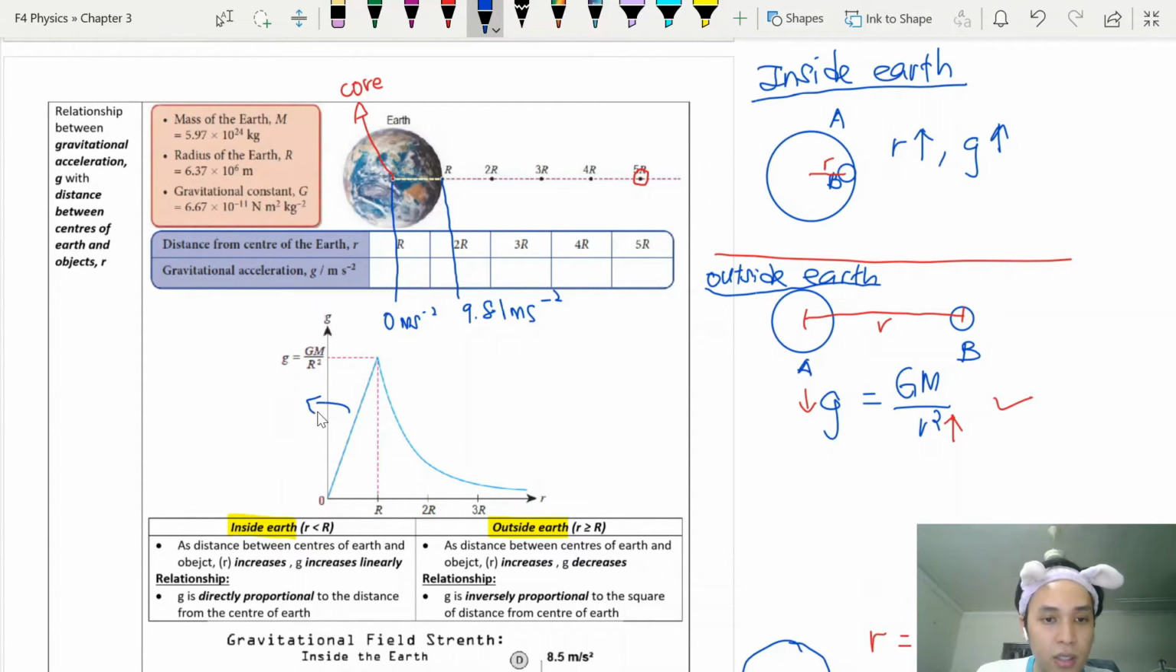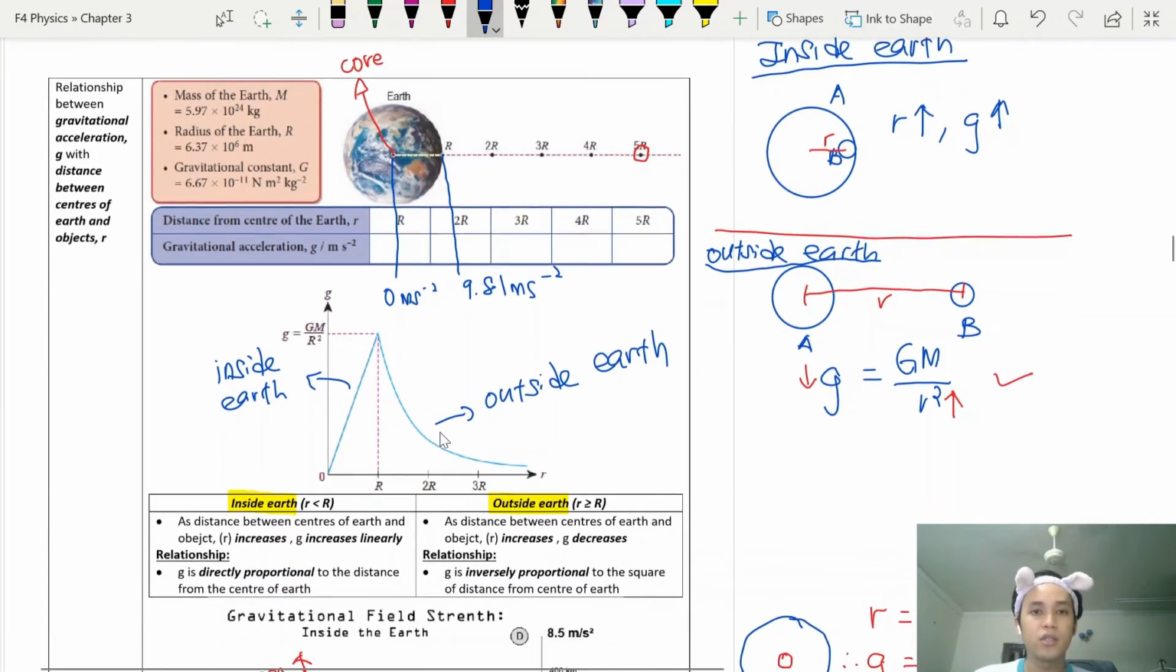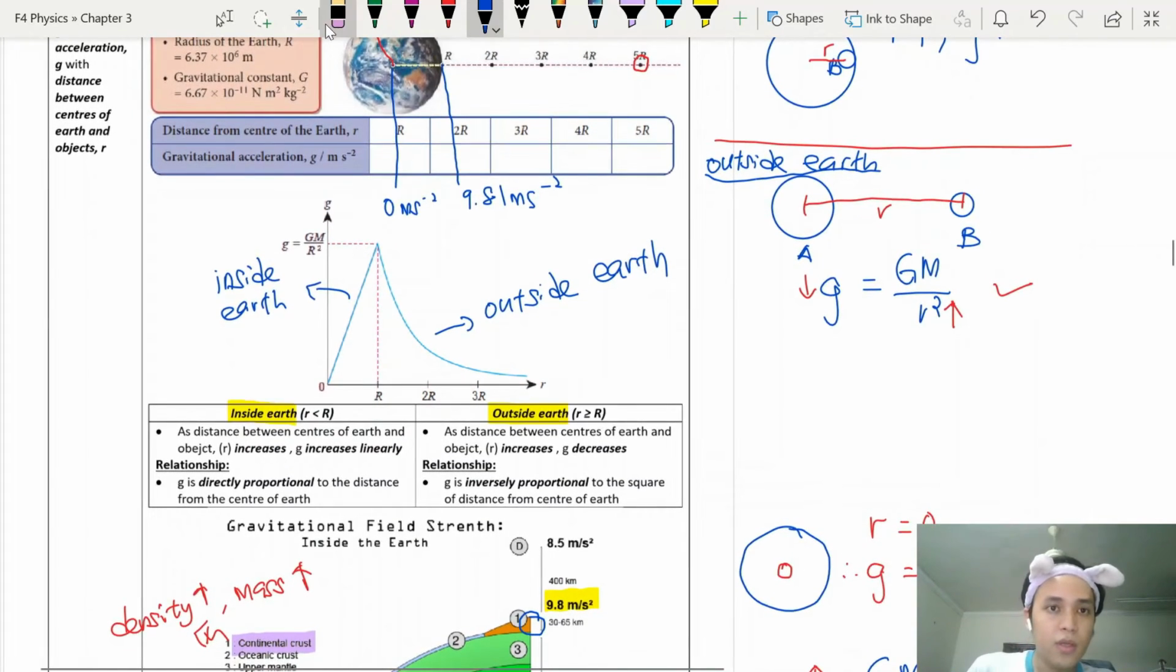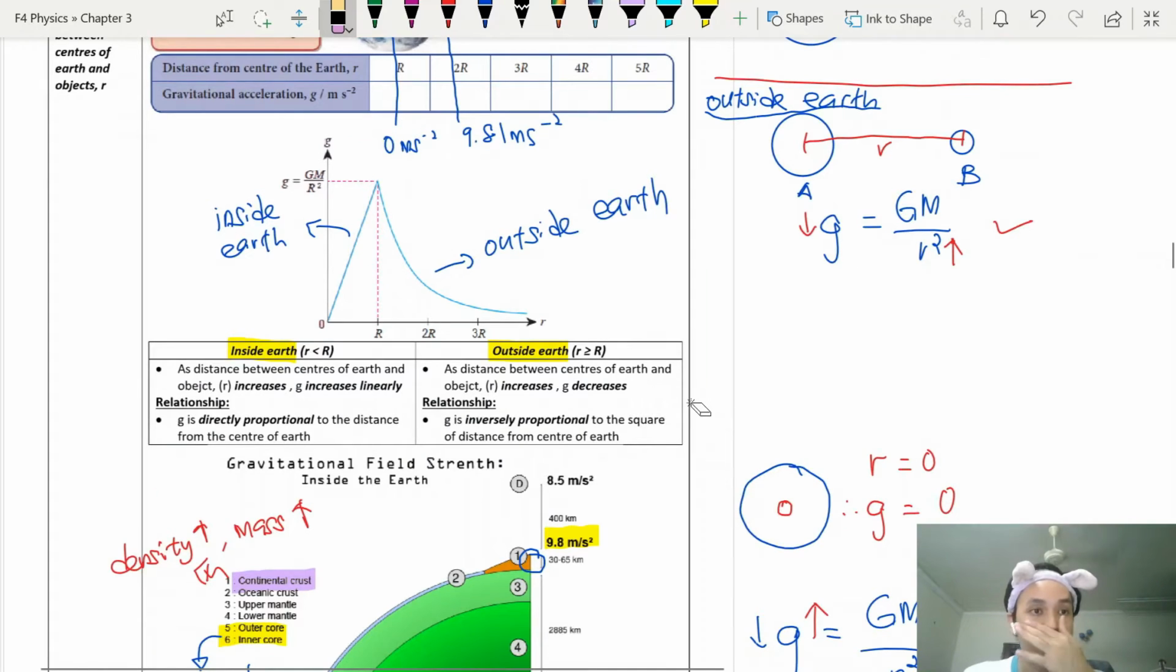So this part here is when inside Earth, and then this part here is when outside of Earth. So just remember, when it's outside Earth, we follow the same rule as your gravitational force. When the distance increases, your gravitational acceleration will decrease. Alright, so that is it. The relationship between the two objects.